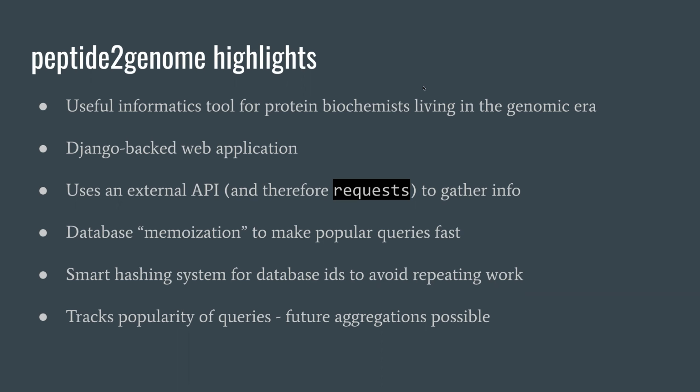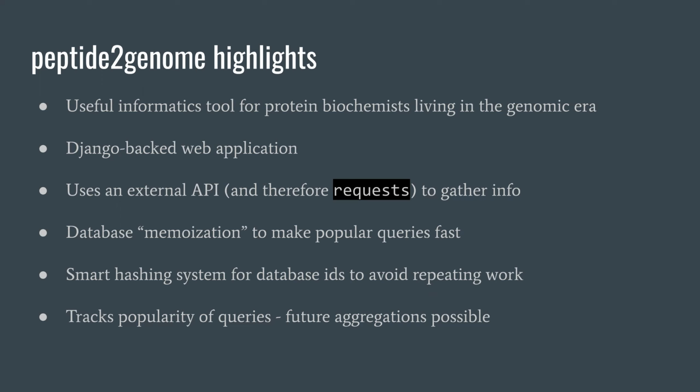Peptide2genome is really meant to be a useful bioinformatics tool for protein biochemists like myself who find themselves living now in the genomic era. But as far as this class is concerned, the highlights are it's a Django-backed web application. It uses external data through an external RESTful API to gather information to be entered into this database application.